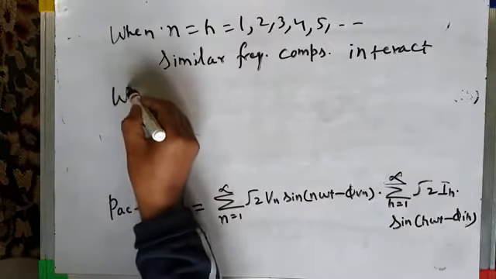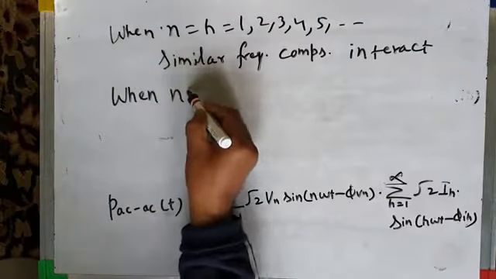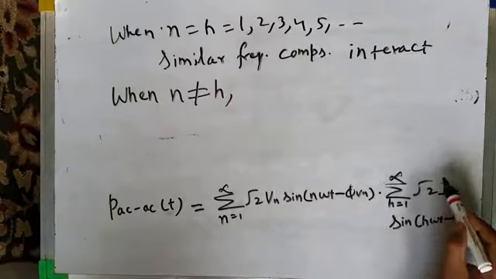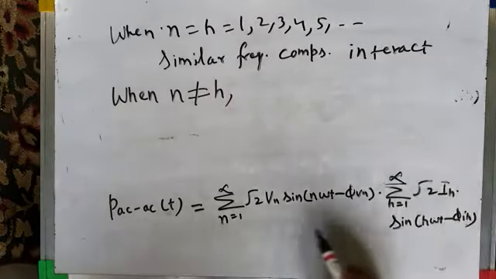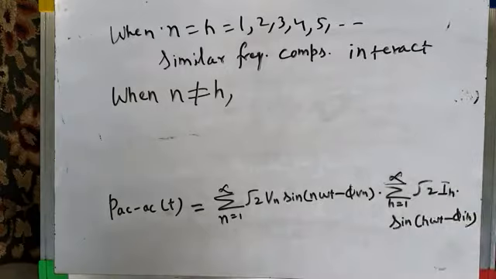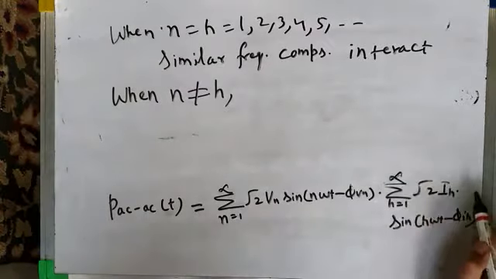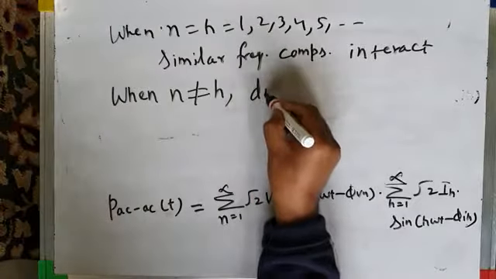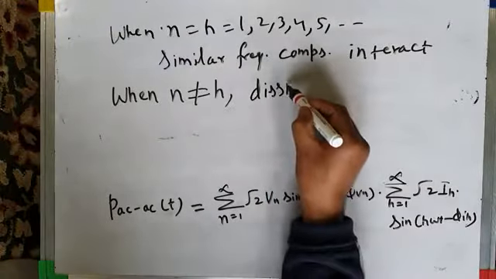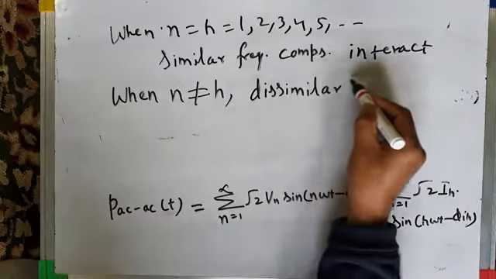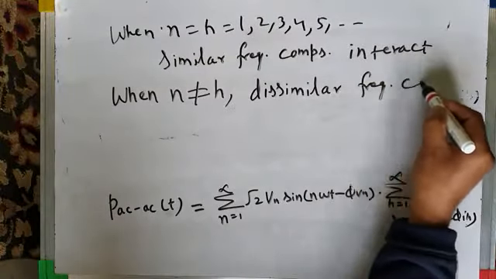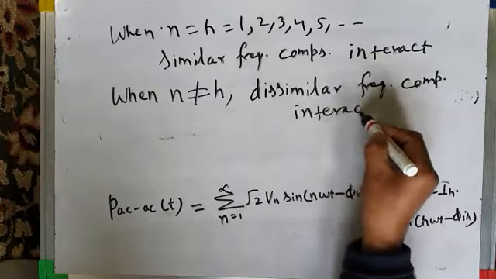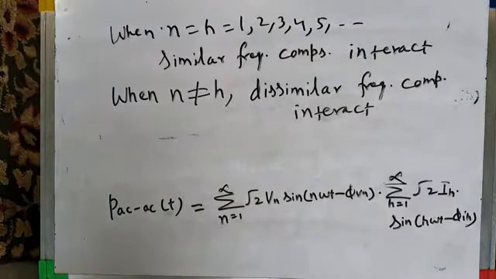But when n is not equal to h, I mean, n may be 1, h may be 2; n may be 1, h may be 3; n may be 1, h may be 4. Similarly, n may be 2, h may be 4, h may be 5, and so on. Then dissimilar frequency components will interact. I will write here: dissimilar frequency components of voltage and current interact, and they also give rise to instantaneous power, and that power is different.